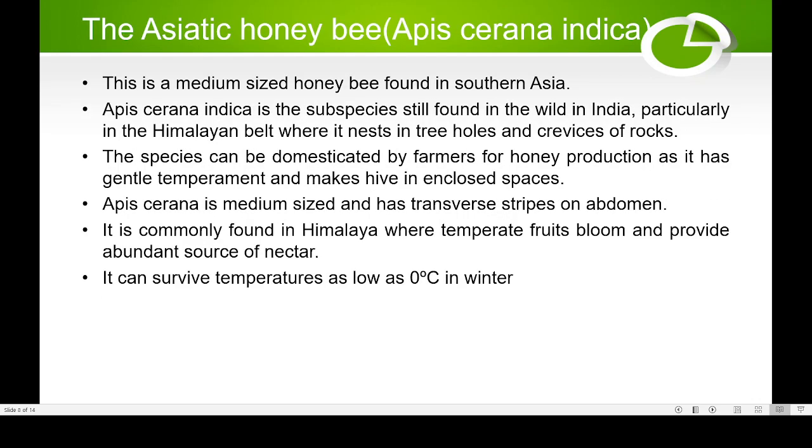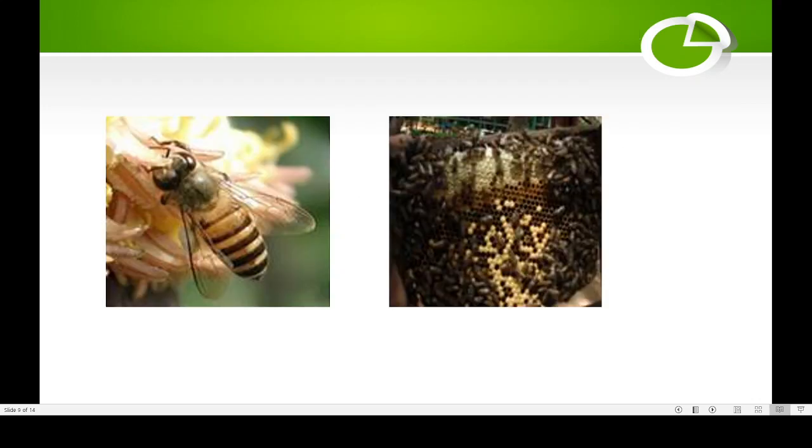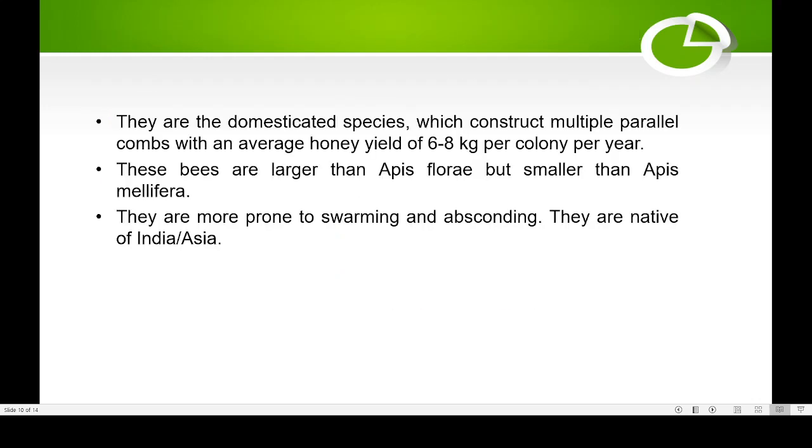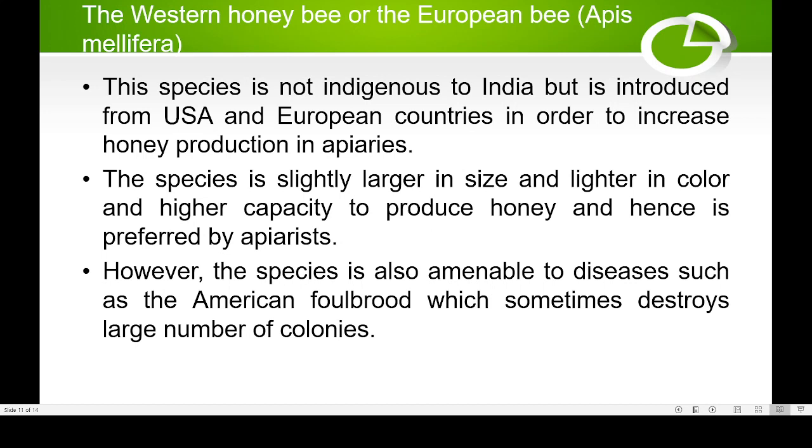The third species is known by the name Indian honeybee. Most of the time we can find the Indian honeybee or Asiatic honeybee in the north of India, especially in the Himalayan region. Then the fourth type is known as the Western honeybee or European honeybee, popularly known as Apis mellifera. This is the most common type of honeybee which farmers are cultivating.